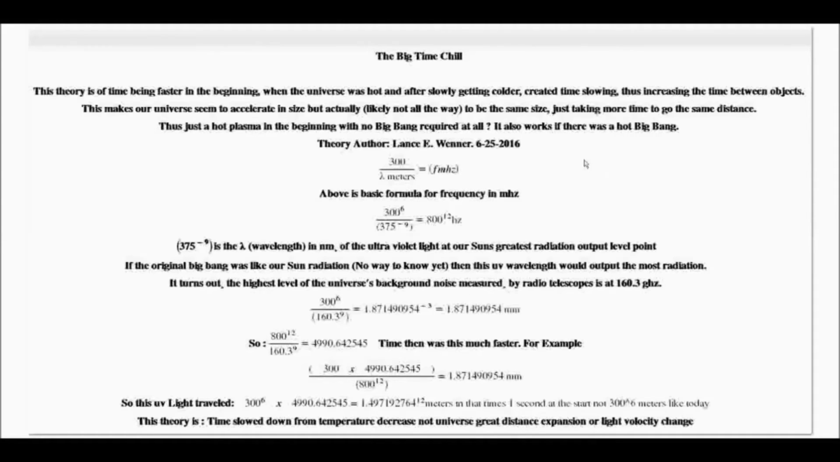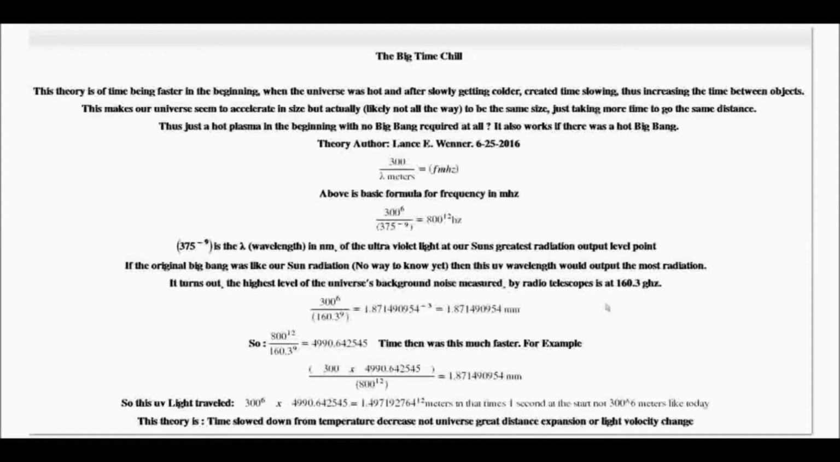To demonstrate this, we use the frequency formula for light: 300 divided by the wavelength in meters equals the frequency in megahertz. So if we divide the speed of light by 375 nanometers, we get 800 million megahertz, the actual frequency of that ultraviolet light, which is our sun's greatest radiation level. Of course, we don't know if that was the highest radiation level back at the beginning, but that's a good example for demonstrating this time dilation theory.